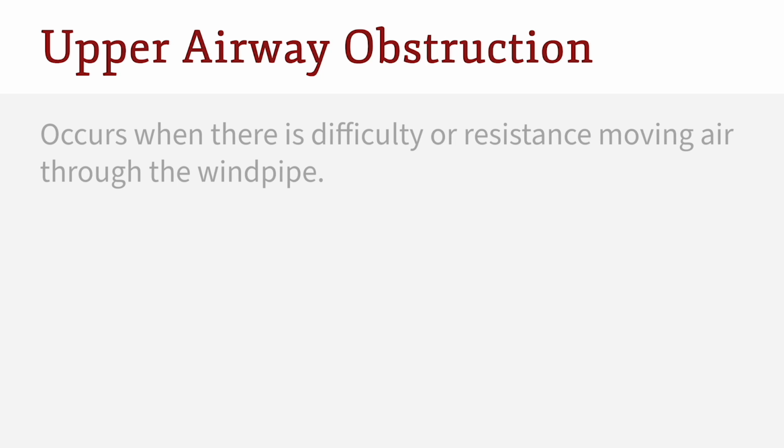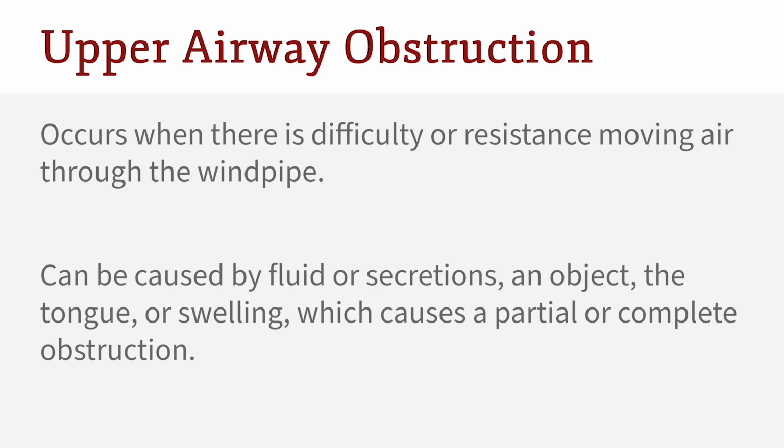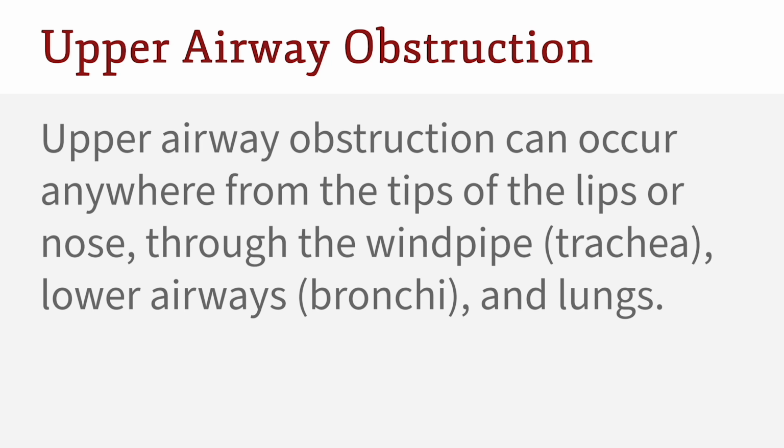Let's review a few definitions. Upper airway obstruction happens when there is difficulty or resistance when air is moving through the windpipe into the lungs. This is caused by fluid or secretions, a physical object, the tongue, or swelling, which causes a partial or complete obstruction. Upper airway obstruction can occur anywhere from the tip of the lips or nose through the windpipe, lower airways, and lungs.